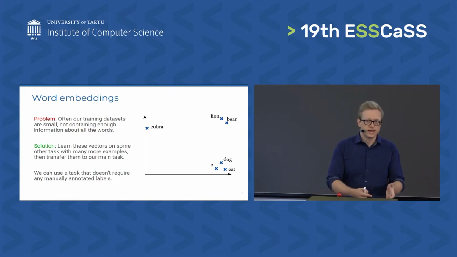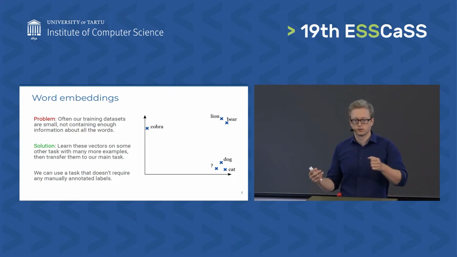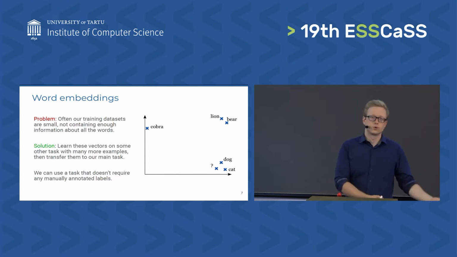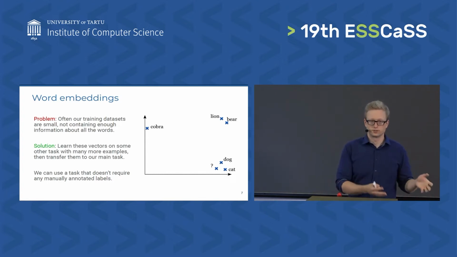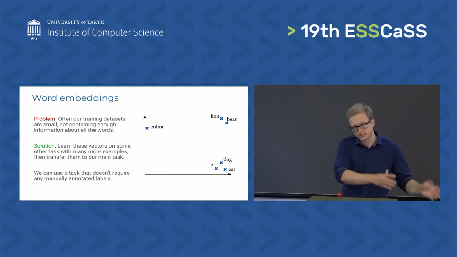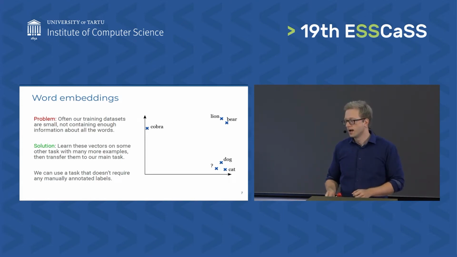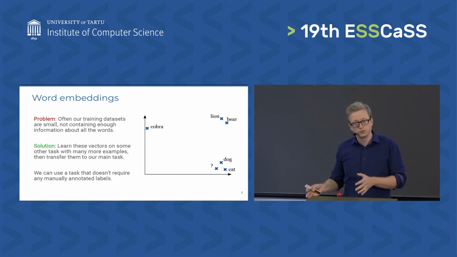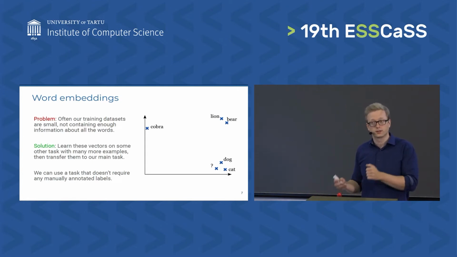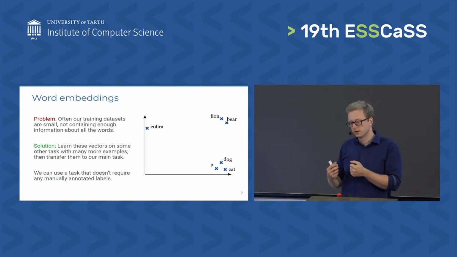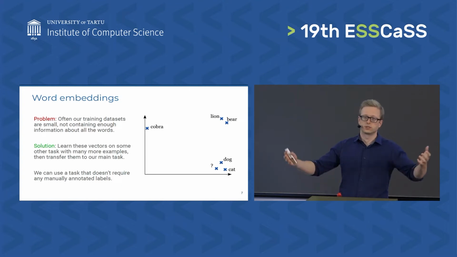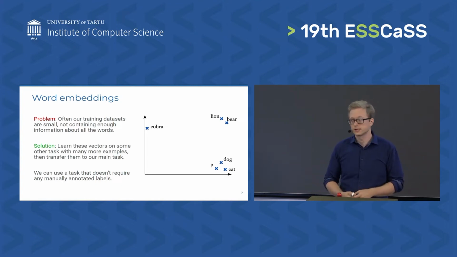The solution to that is transfer learning. We can learn good word representations on some other task or data set, and then transfer these over to our main task. The pre-training task could be something like an objective that doesn't require any manually annotated data. That means we can just download huge amounts of plain text from the internet and train our models on that.